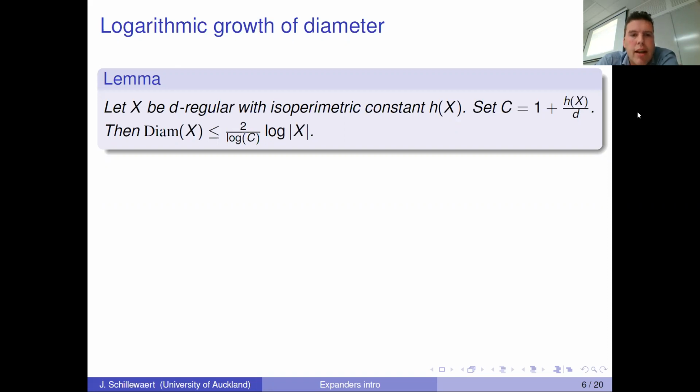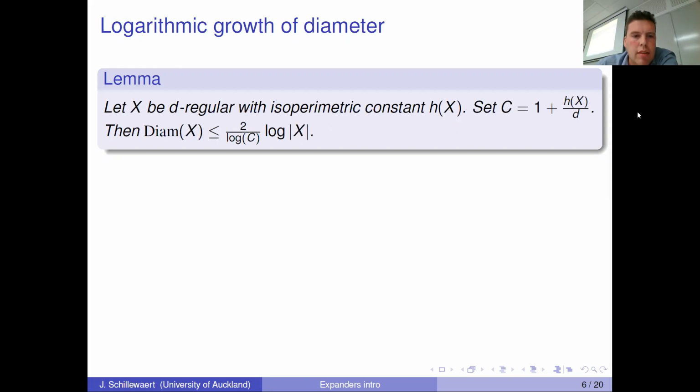Let X be d-regular, with isoperimetric constant h(X). I should probably have stuck with k, but anyway. We are assuming that we have an individual graph, but the point for an expander family will be that we can keep the same h(X). And I set c equal to 1 plus h(X) over d. The reason for that will become clear in a minute. Then the diameter grows logarithmically, because c is basically a constant, so it grows logarithmically in the size of X.